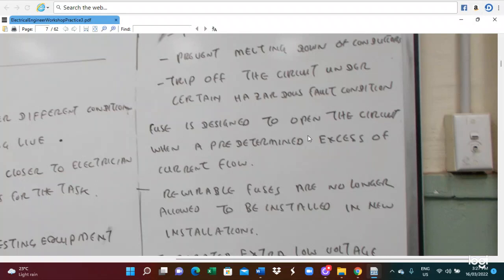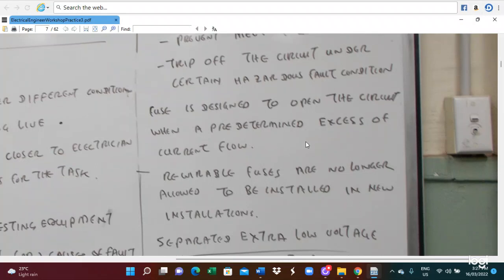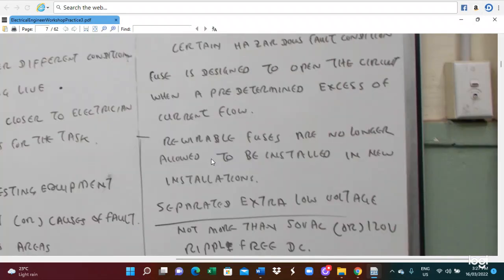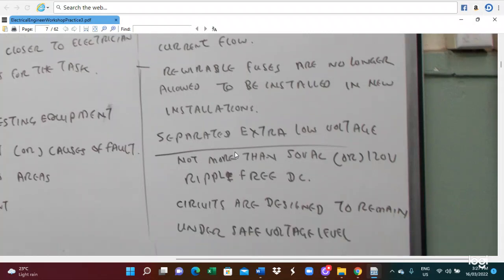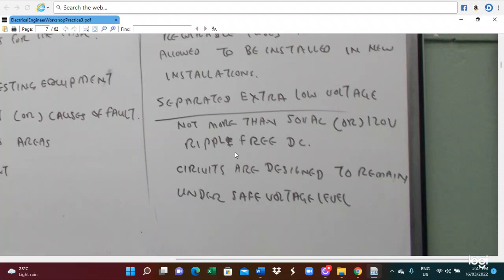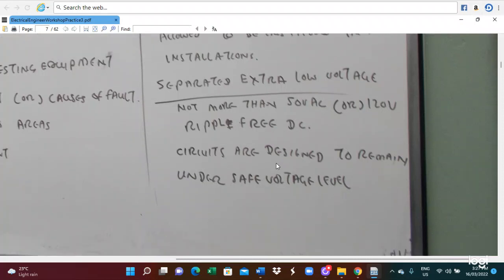A fuse is designed to open the circuit when a predetermined amount of current flows. In this case, the fuse should operate. Rewirable fuses are no longer allowed to be installed in new installations. In all new installations, we must install a circuit breaker. Separated extra low voltage is also an important aspect: no more than 50 volts AC or 120 volts ripple-free DC. These circuits are designed to remain under a safe voltage level.